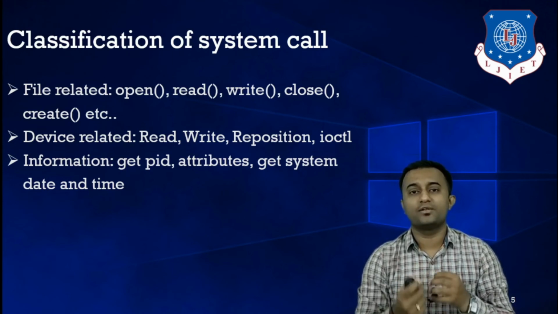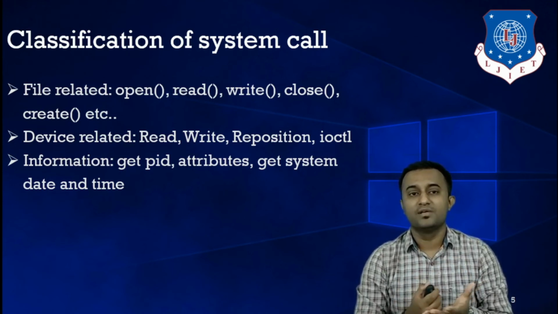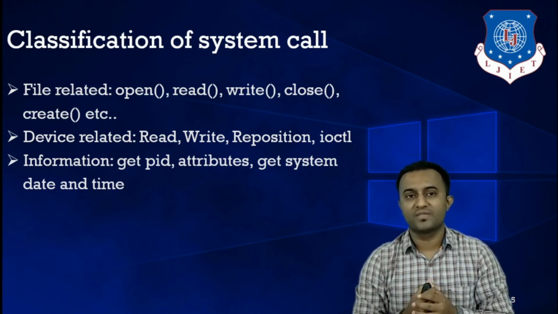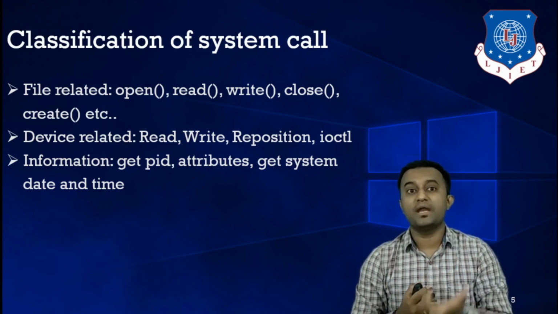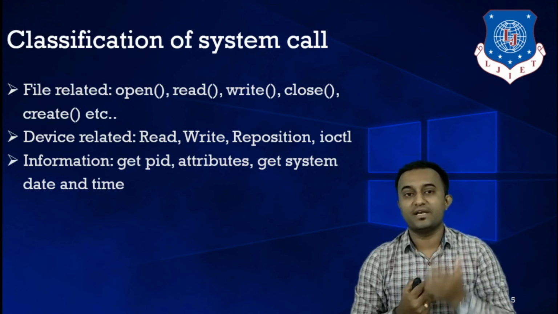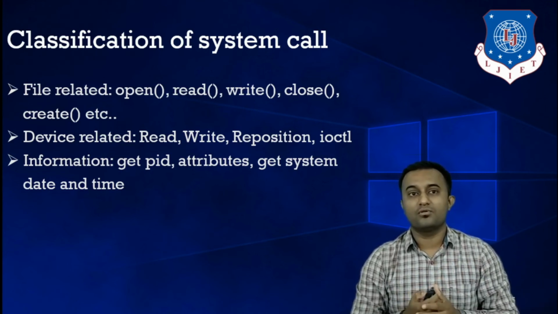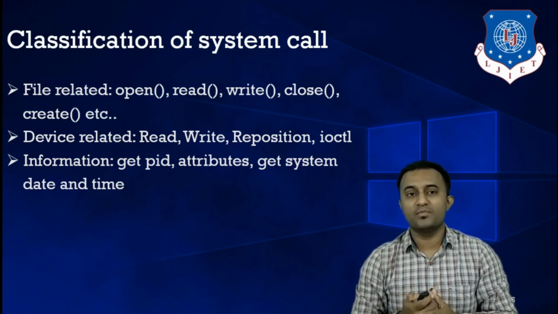Like if you want to get the system date and time, that system call will fetch the current date and time of the particular system. Get process ID, get PPID, like process ID, or say parent process ID, if you want to fetch. In that case, such categories of system calls will be used.